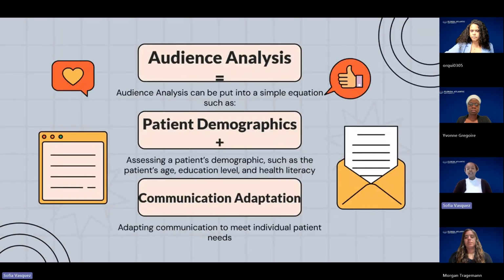Now, we'll take into account the different types of communication and how we are able to use verbal and visual aids to adapt in conversations with our patients. We take that into account with patient demographics, and that is how we are able to use audience analysis and apply it to better understand how we can deliver effective communication.